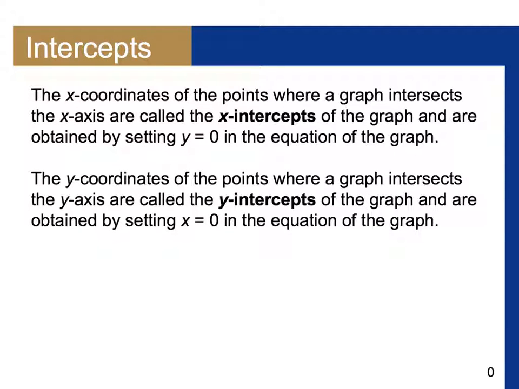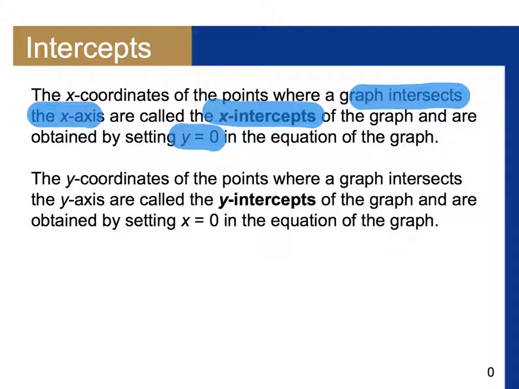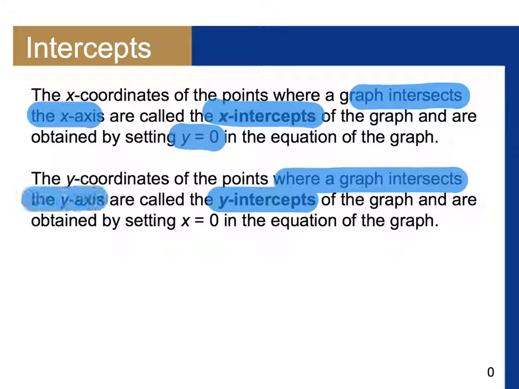Okay, the last thing we're going to talk about in this first part of section 1.8 is intercepts. If we look at x-intercepts, that's where a graph intersects the x-axis. When that's true, y is 0. And y-intercepts are where the graph intersects the y-axis, and that's true when x equals 0. So think of your opposite variable, and use that equal to 0 to get the other intercept.